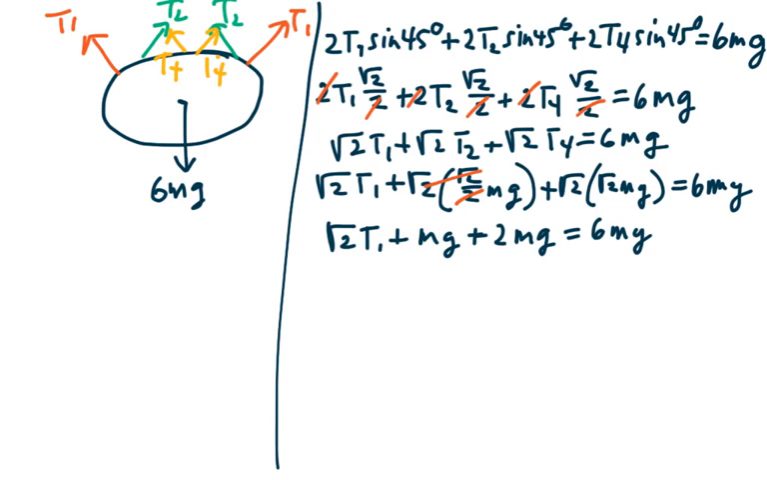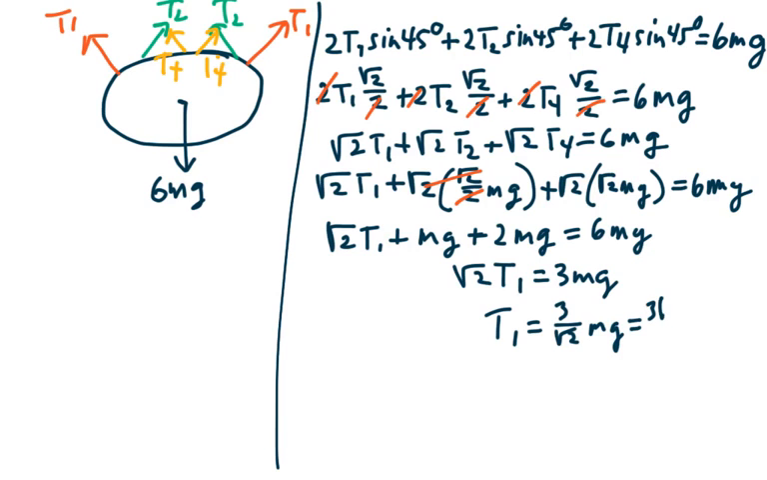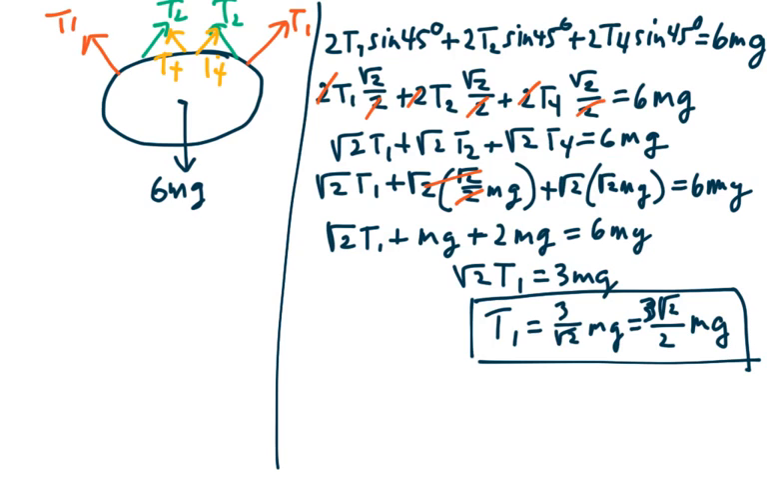Subtract the 3 mg from both sides, and we have the square root of 2 T1 equals 3 mg, or T1 is equal to 3 over the square root of 2 mg. Multiply top and bottom by the square root of 2, and this would be 3 times the square root of 2 over 2 mg. So that is tension 1, which is what we want to find. 3/2 square root of 2 mg is the tension of the cords on the outside of this mobile.